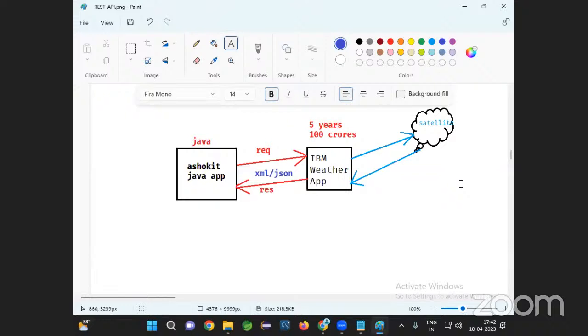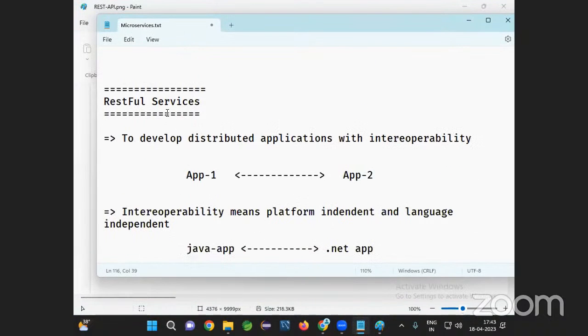Now, if I want to communicate from one project to another project, is it required that both should be Java, both should be .NET, both should be Python? Not required. Java can communicate with .NET. .NET can communicate with Java. Java can communicate with Python. Python can communicate with .NET, because of XML and JSON. XML is also outdated in the market. People are going for only JSON data. So with this, you got the clarity. What is a RESTful service?